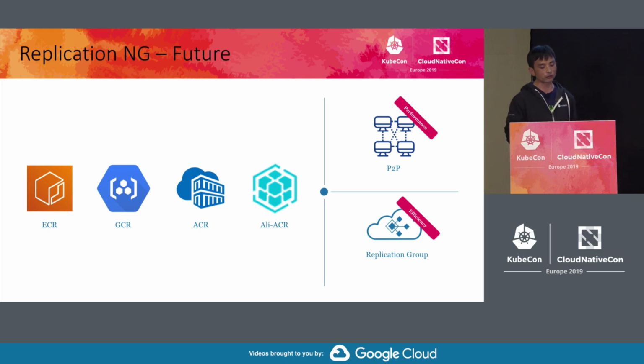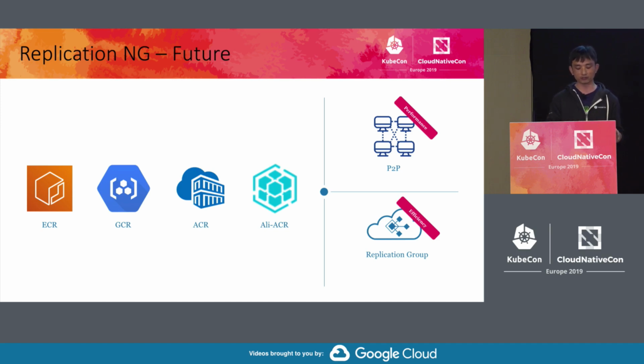We have also started to consider improving the replication performance. Maybe we will introduce something like P2P to improve it. And we also started to consider whether we can find some way to improve the efficiency of replication groups. That means with the current solution, if you want to do replication among multiple registries, you need to create multiple policies. That may be a heavy workload for the operator.